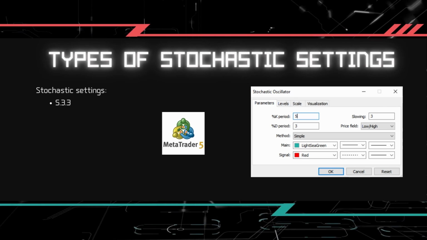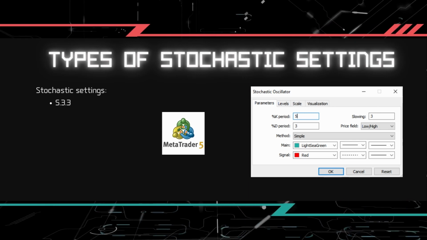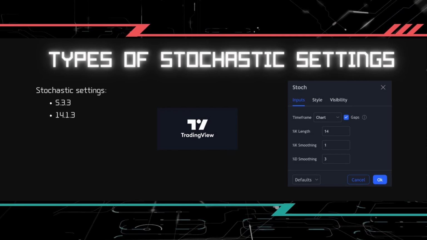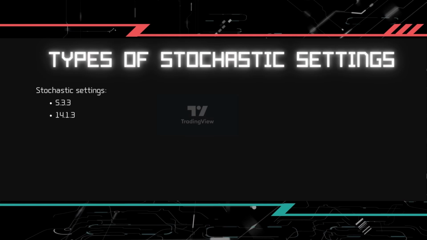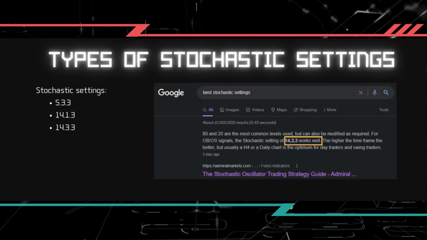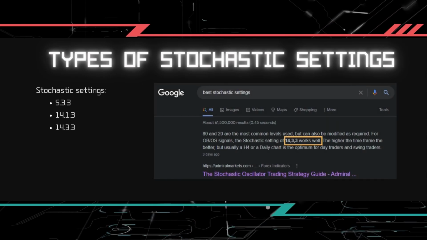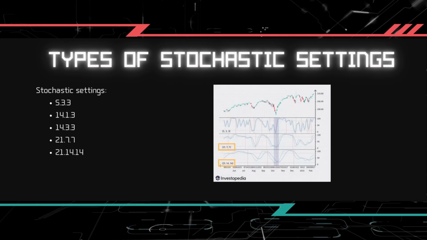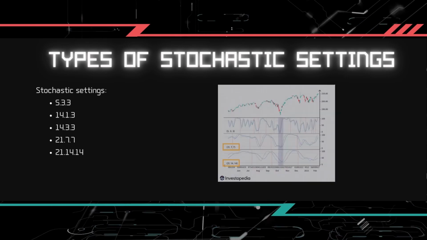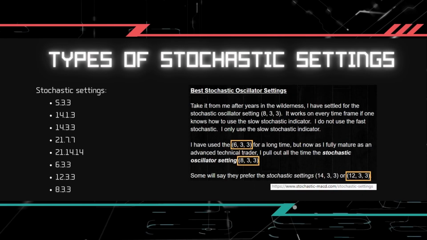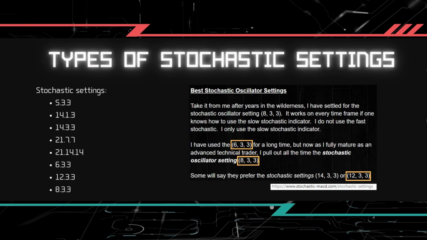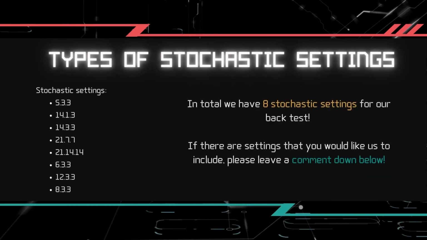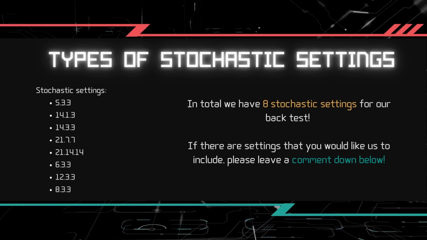First, we have the MetaTrader 5 default value, which is 5-3-3. Second, we have the TradingView default, which is 14-1-3. When we Google best stochastic indicator settings, we can see a few suggestions, such as 14-3-3. In Investopedia, we also see 21-7-7 and 21-14-14. We also referenced from the website stochastic-mcd.com, where they mentioned 6-3-3 setting, 12-3-3 setting and 8-3-3. In total, we have identified 8 possible settings for our backtest.